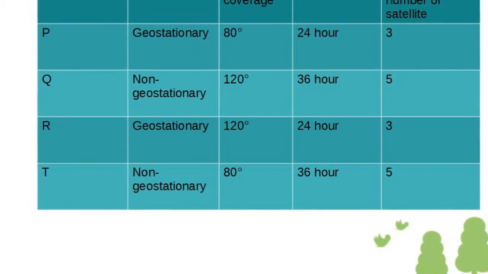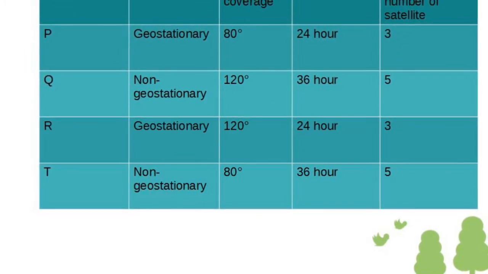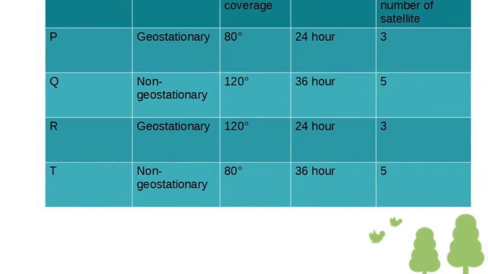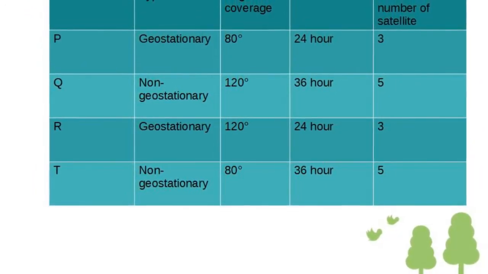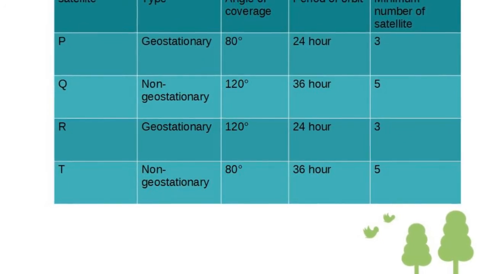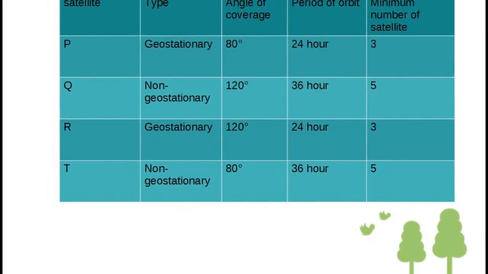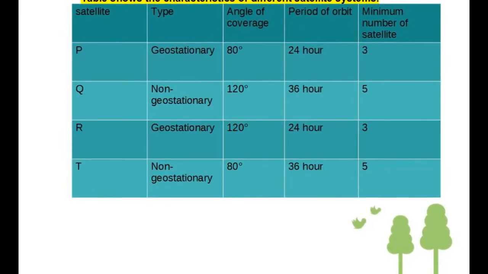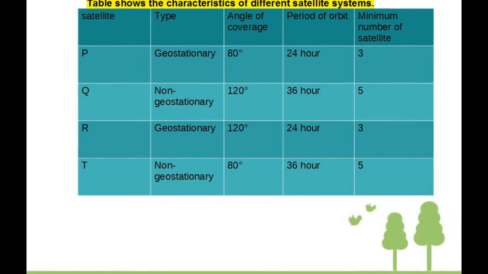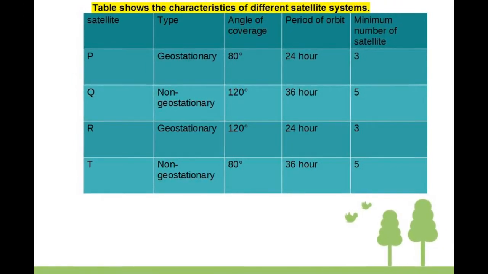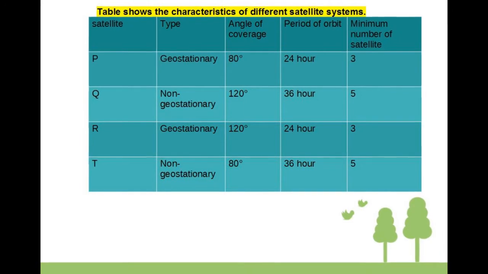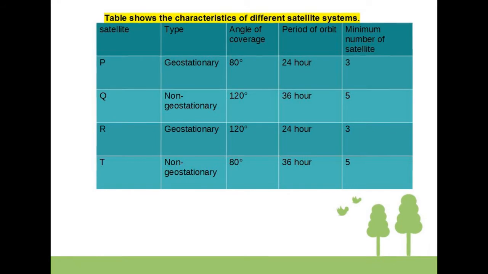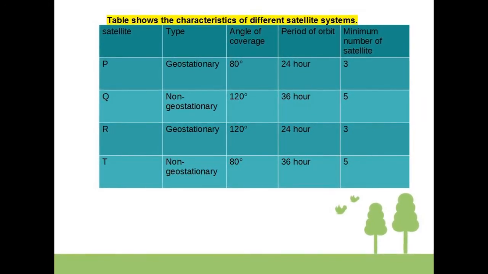The table shows the characteristics of different satellite systems. Satellite P is a geostationary satellite with an 80-degree angle of coverage for 24 hours, and a minimum of 3 satellites is needed. Satellite Q is a non-geostationary satellite with a 120-degree angle of coverage for 36 hours, and a minimum of 5 satellites is needed. Satellite R is a geostationary satellite that covers an angle of 120 degrees for 24 hours, and a minimum of 3 satellites are needed.